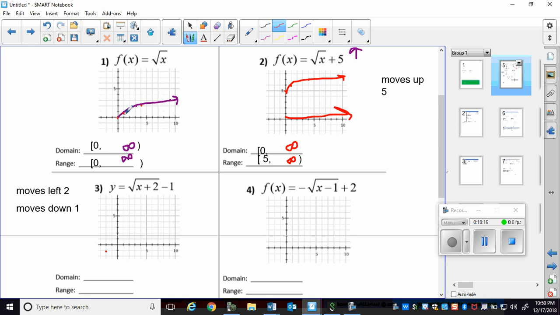Let's make sure I did that right. Negative 1. So down 2, left 2, down 1. No, that's negative 1, 0. For 4, 2, I start here. I move left 2, down 1, or 2, 1. There's my new graph.